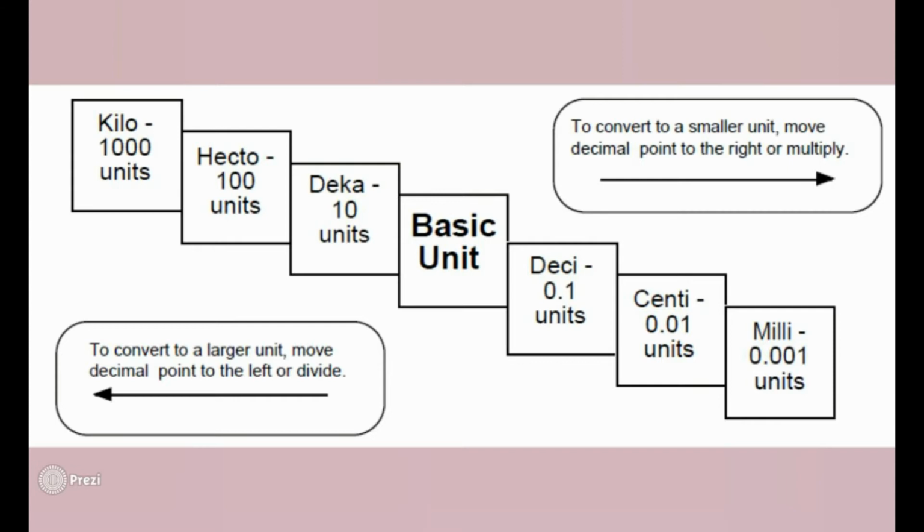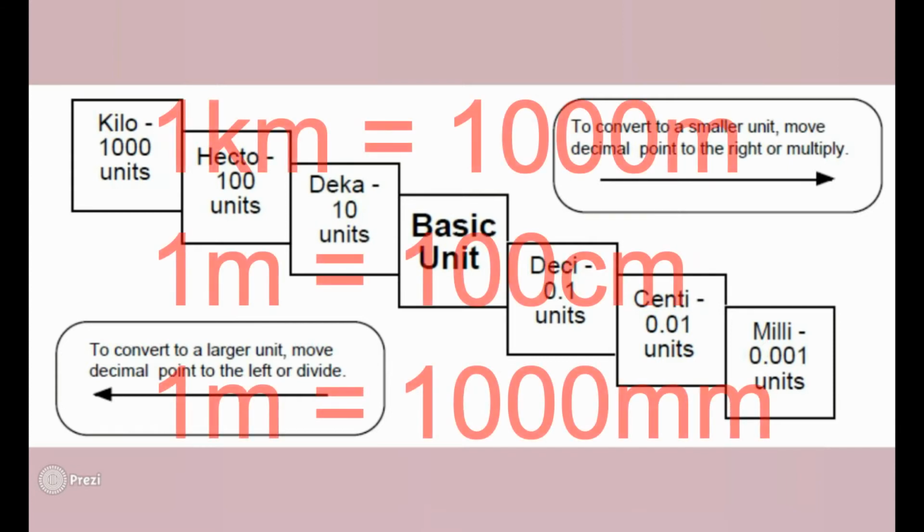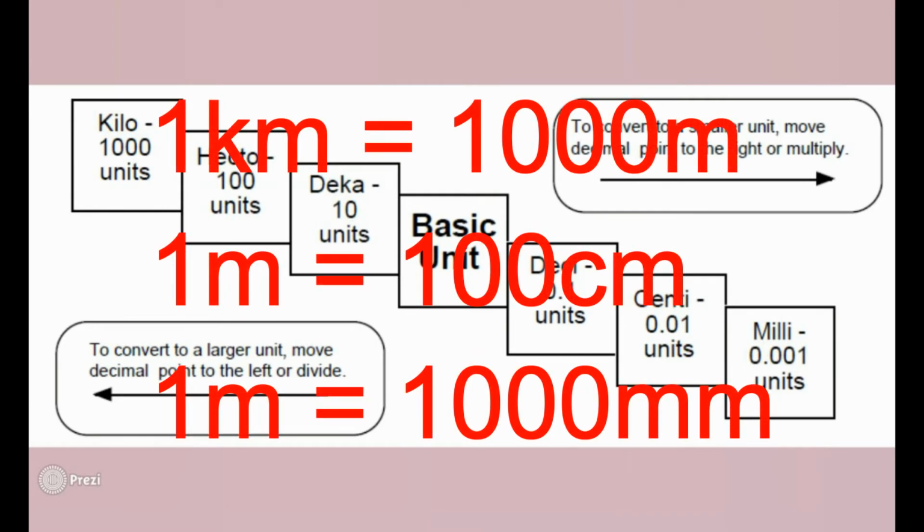But you do need to know some of the basics. For example, I'm just going to use meters since we're all familiar with distance by now. 1 kilometer equals 1,000 meters. That's one of the typical ones a lot of people need to know. I have 1 meter is equal to 100 centimeters. And also if I say 1 meter, how many millimeters is that?